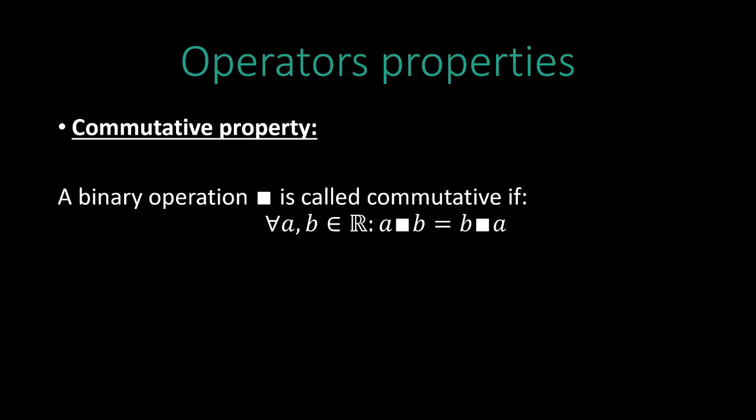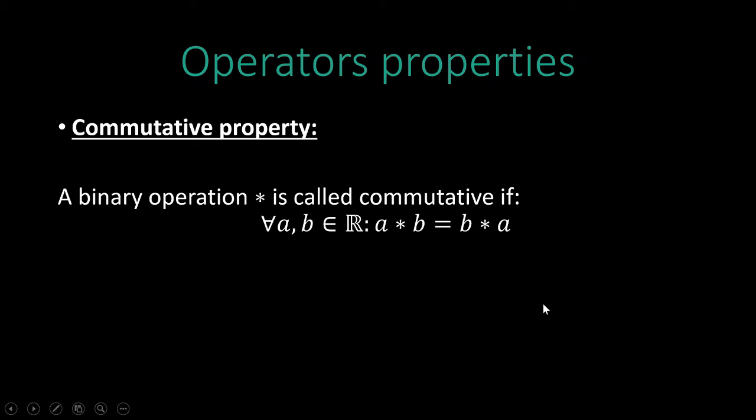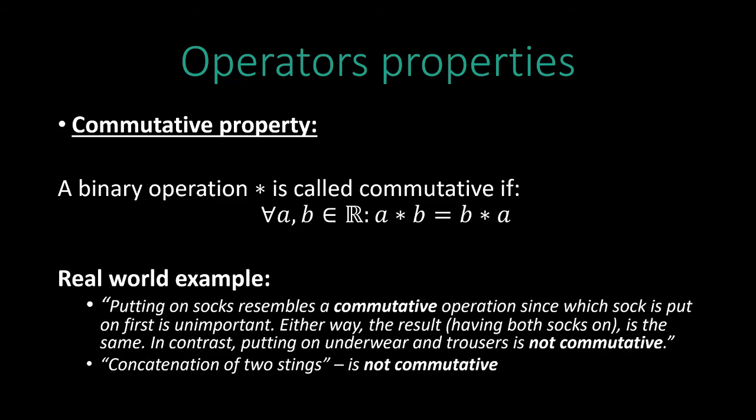And here comes the definition. So again, a binary operator, a box, is called commutative if for some 2 numbers which are from real, this is true. So if you have them, AB is the same as BA. Cool. So if we substitute it with something nicer, like a star, then we have something like this. Nice. And so a real-world example, putting on socks resembles a commutative operation, since which sock is put on first is not important. Either way, the result of having both socks on is the same, right? So A is left sock first, B is right sock first, AB is the same as BA.